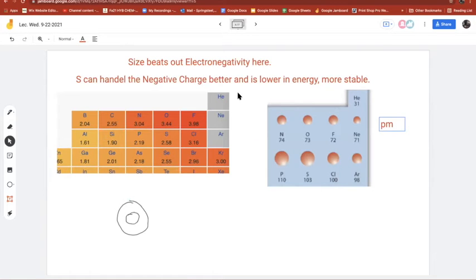So if the oxygen is here and it's got an atomic radii this big, and then sulfur is right here with much, oh, you know what? I didn't want to do it that way. I don't know why I started drawing that.